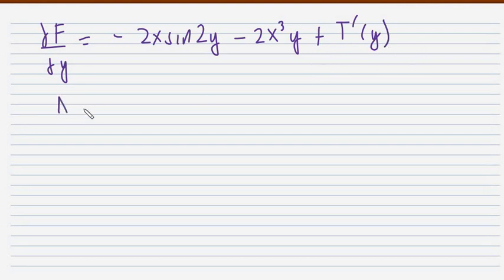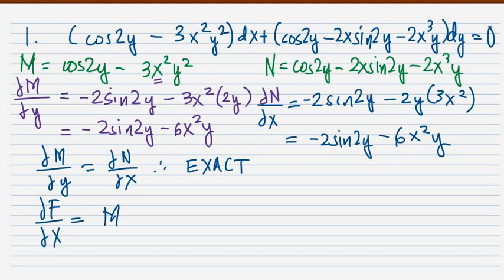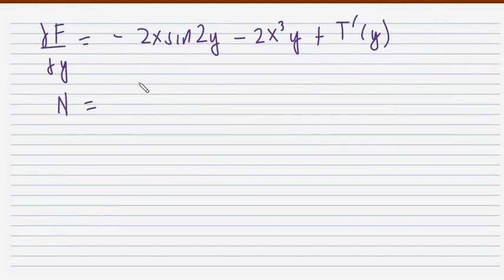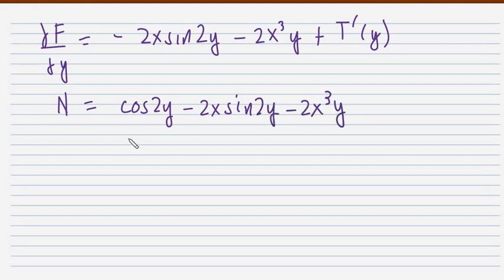What is our n? Let's go back. Our n is cosine 2y minus 2x sine 2y minus 2x cubed y. So we have cosine 2y minus 2x sine 2y minus 2x cubed y. So that is our n.